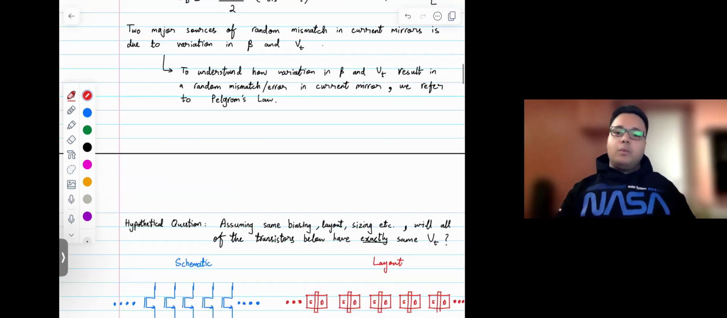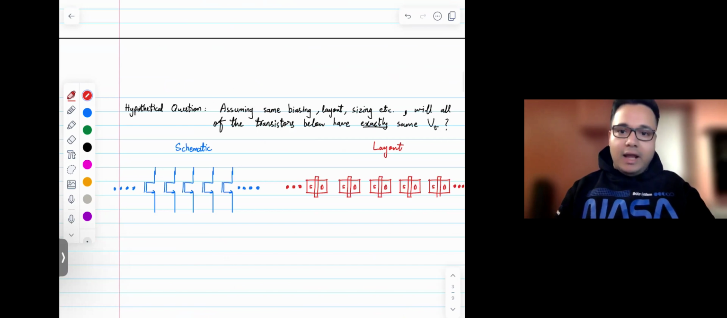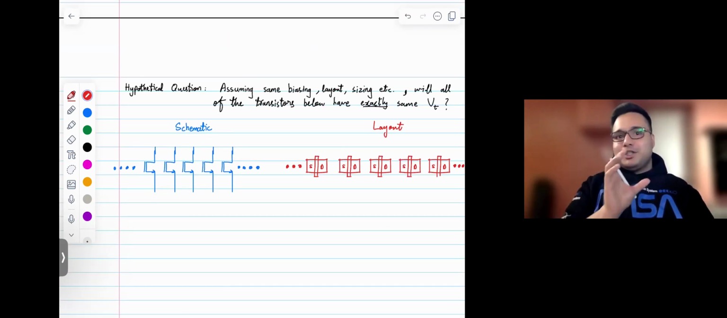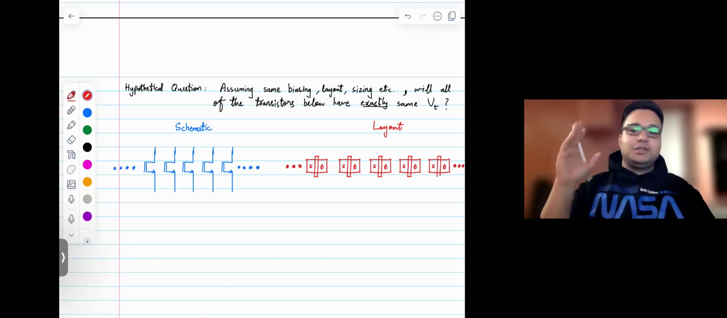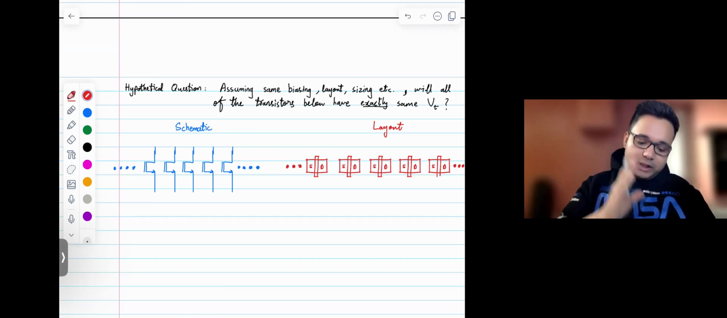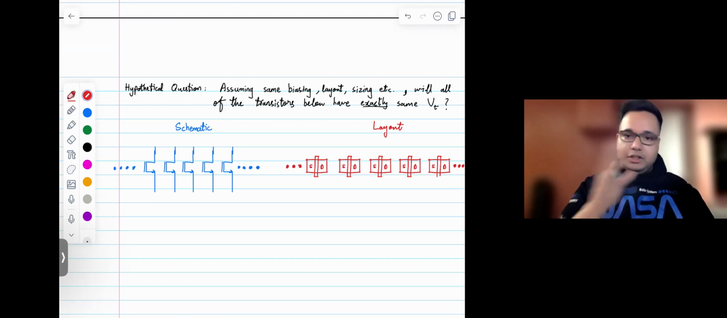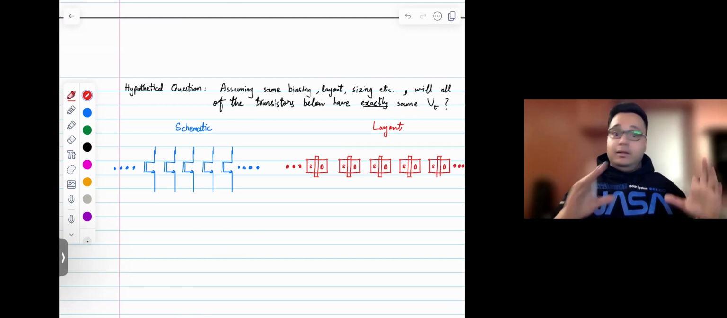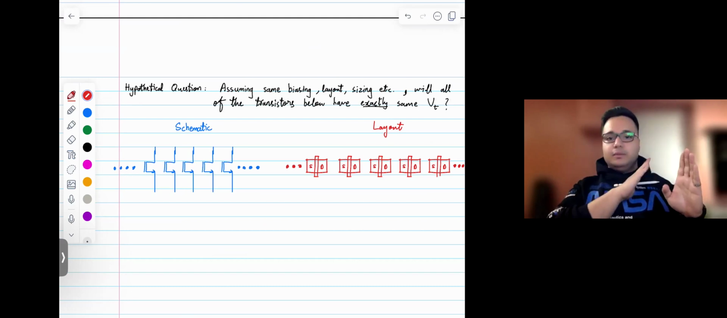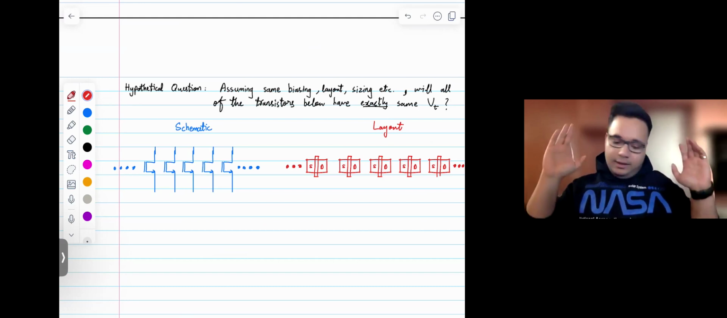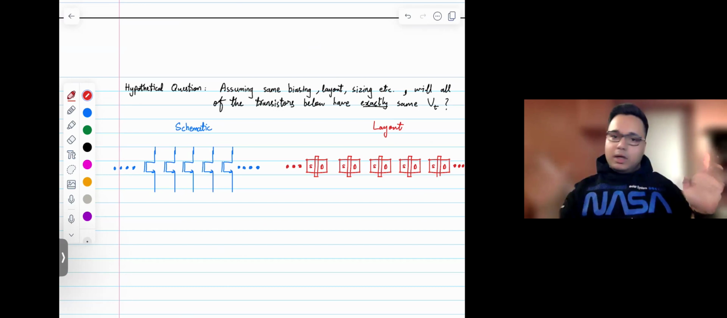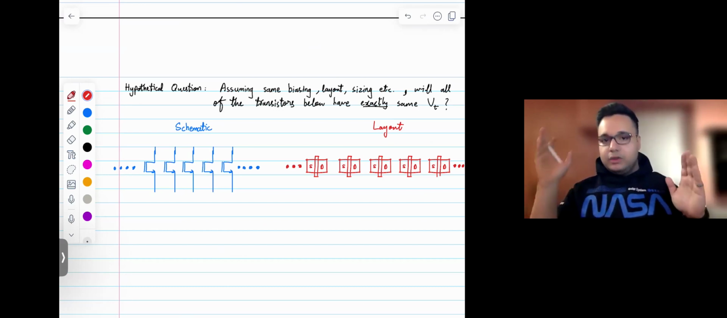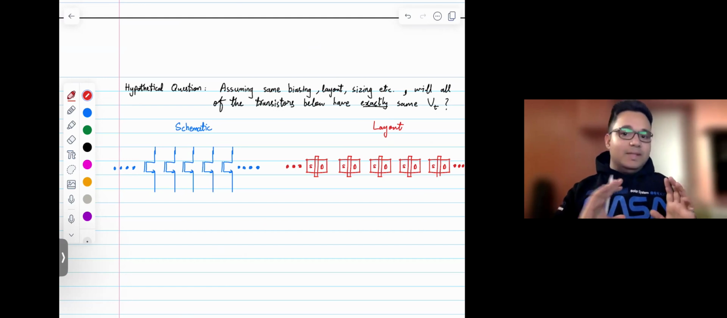So let's assume you're in a foundry and you have a chip that has 100 transistors. These are 100 identical transistors that are adjacent, placed close to each other, and absolutely identical in terms of biasing, sizing, layout, all kinds of different things. Assume that the conditions of each individual transistor are the same.